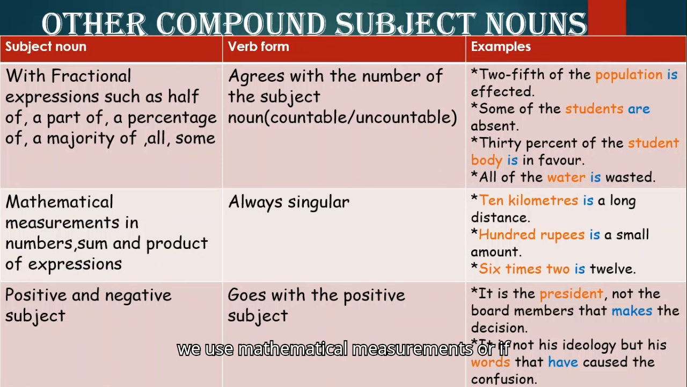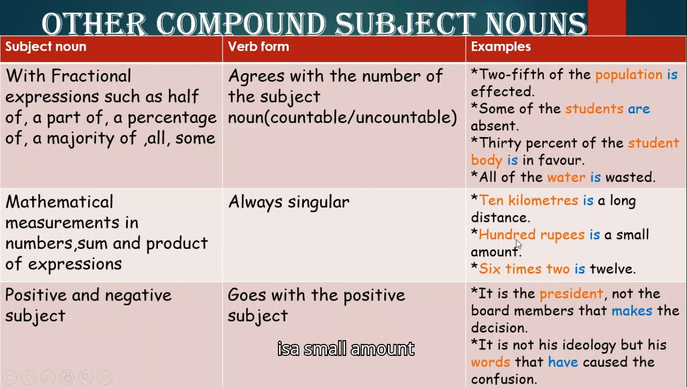Now what happens if we use mathematical measurements or if there are numbers used as the subject noun? So mathematical measurements in numbers and sum and product of expressions, they are always singular. For example, if we say 10 kilometers is a long distance. Now do not get confused with the number here, although 10 seems plural, but we are talking about the distance here. So 10 kilometers is a long distance.